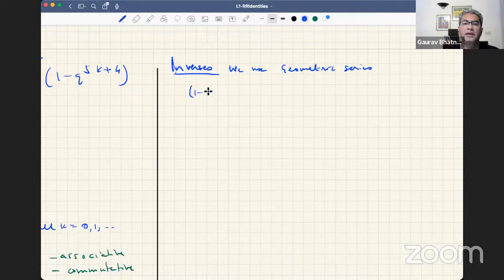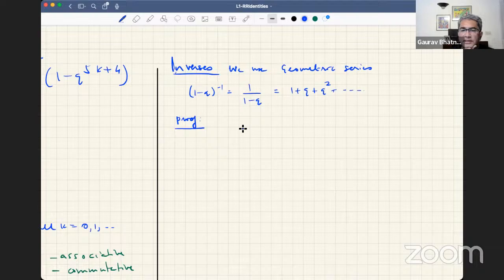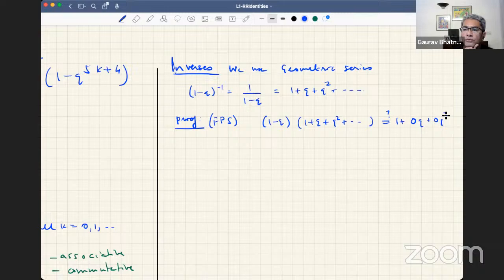(1 minus q) raised to minus 1 is usually written like this, and we can write it as 1 plus q plus q squared and so on. This will be proved very easily in formal power series. So this is a formal power series proof. If you multiply these two, you get 1 plus 0 q plus 0 q squared and so on. On the left-hand side, what is the coefficient of q^0, the constant term? It's 1 times 1, which is equal to 1. So this matches.